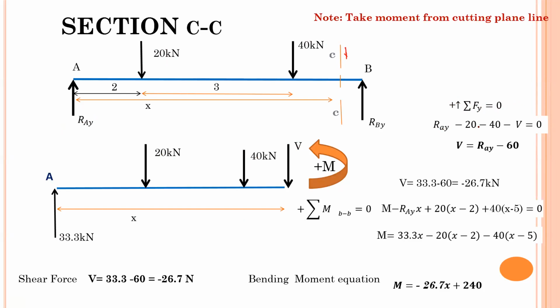So let's go and write it. It's RA minus 20 minus 40 minus V equals 0. So it's going to be RA minus 60. But you know RA, which is 33.3, minus 60. So it gives you a minus 26.7 for that shear force. So that's your shear force in between this span here.